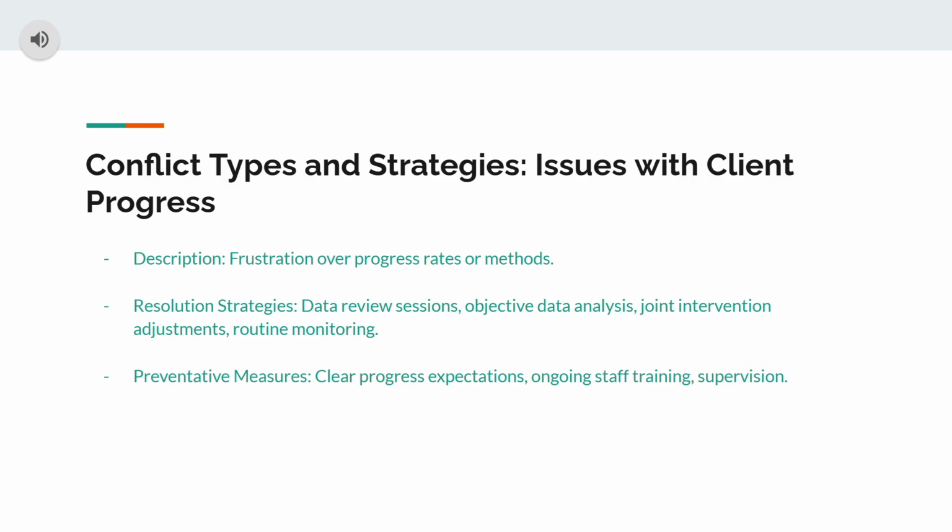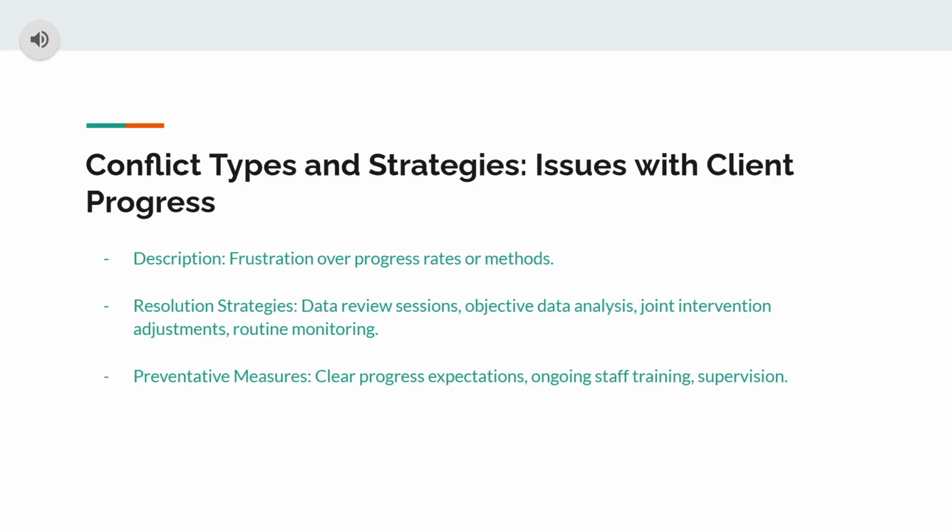And we would need to, as our resolution strategies indicate, we want to review our data. We want to make sure that we are writing our data to be objective, and we want to go through joint intervention adjustments and routine monitoring. So, of course, when supervisors, we are observing our clients, we want to make sure that we have over 80% IOA, that we are finding our staff members to be recording properly, accurately, and precisely among all programs.